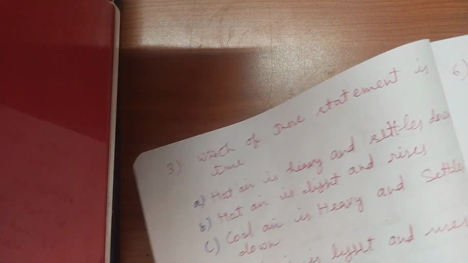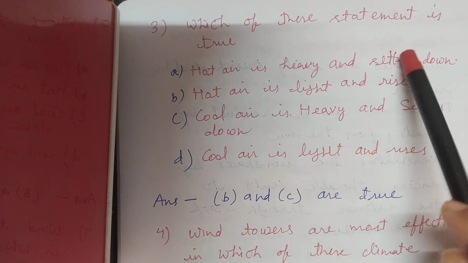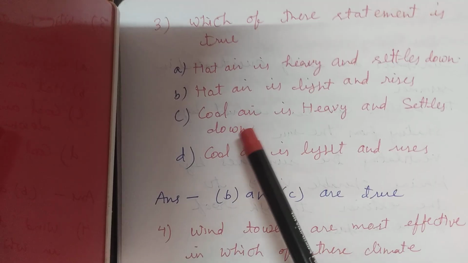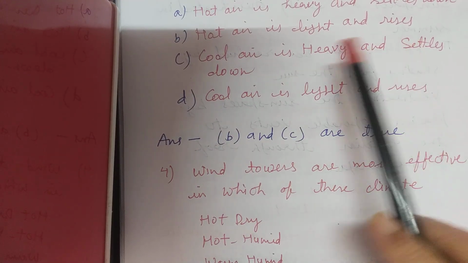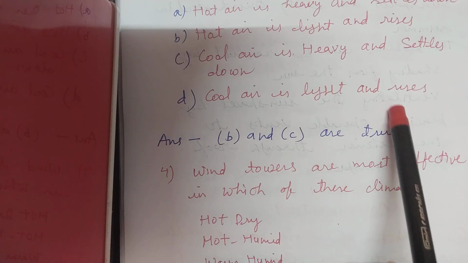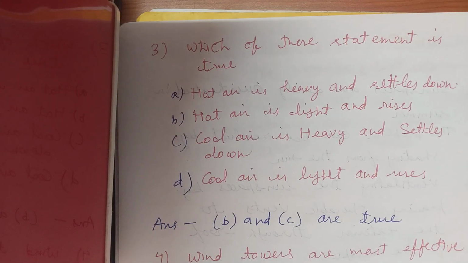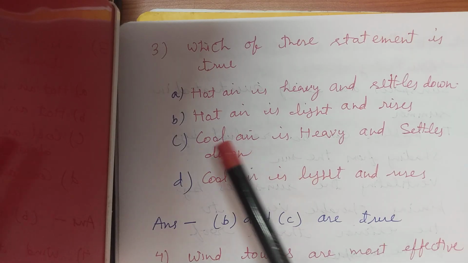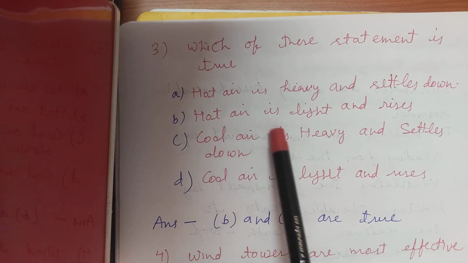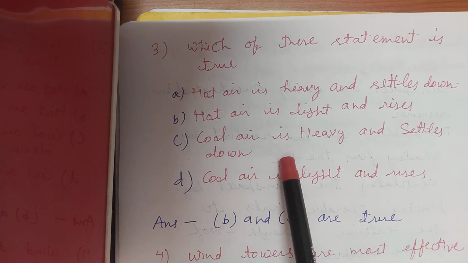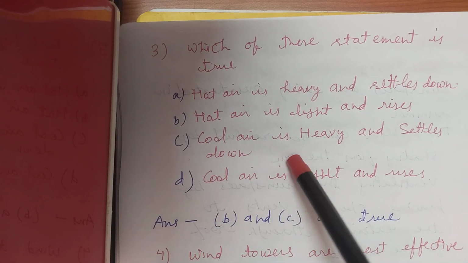Question number 3 is, which of these statements is true? Hot air is heavy and settles down. Hot air is light and rises. Cool air is heavy and settles down. Cool air is light and rises. B and C are correct. True statements: statement B, hot air is light and rises. This is true. And cool air is heavy and settles down. This is also true.